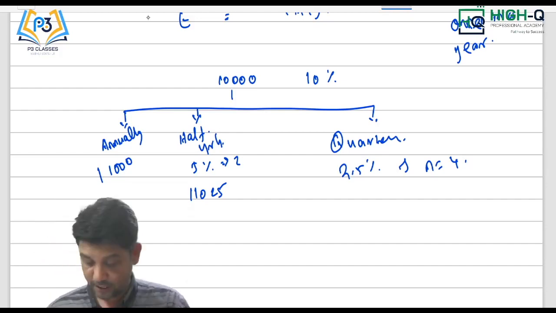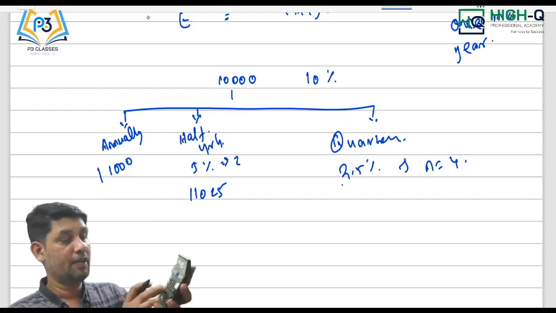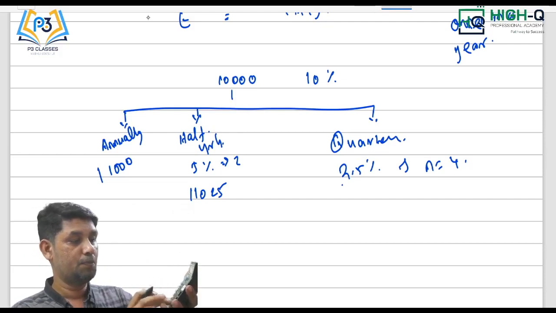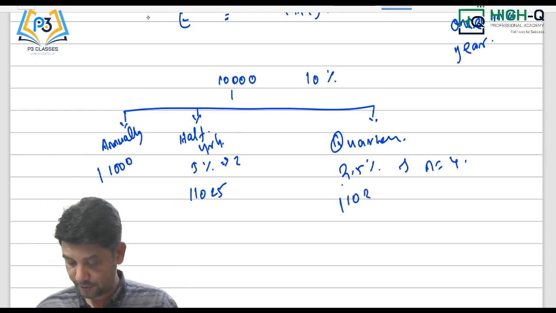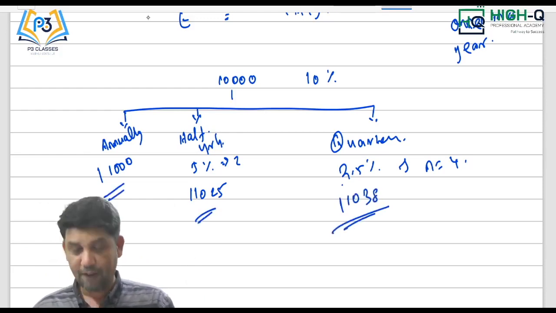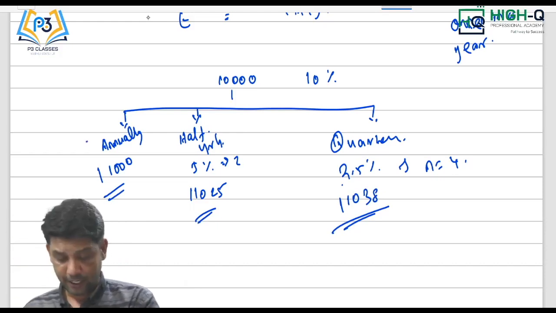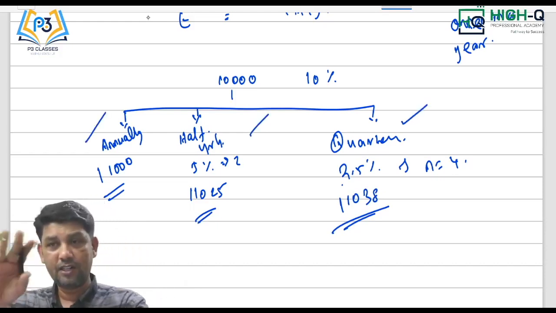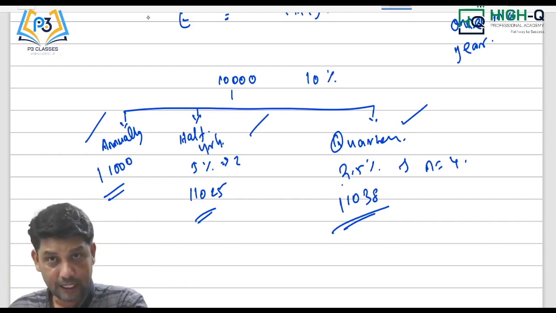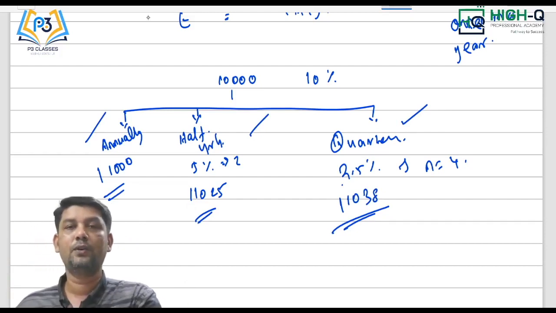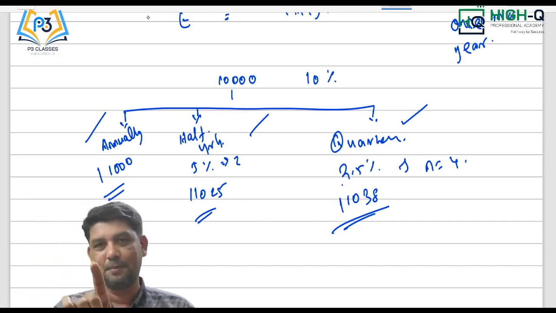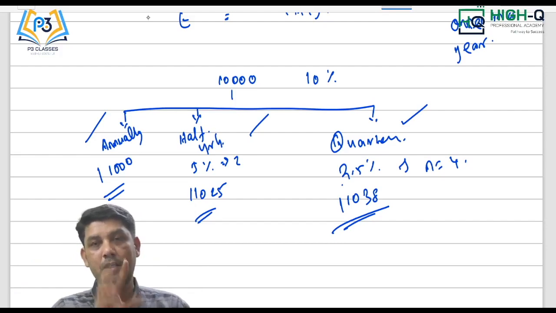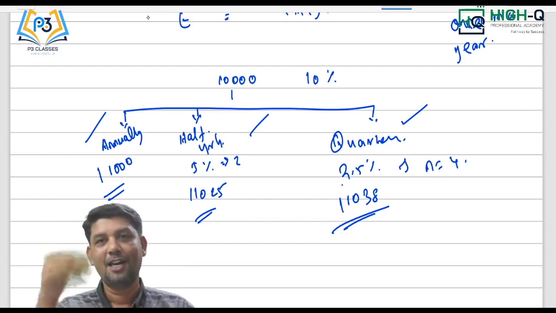Okay, fine. Look at this. See, 2.5%. What you would have done? 10,000 plus 2.5% plus 2.5% plus 2.5% plus 2.5%. Okay, I'm getting 11,038. Have you ever wondered, sir, in all the three cases, the rate of interest is 10% only? In all the three cases, the number of years is 1 year only, but still I'm getting different amounts. How is it possible, sir? Correct.